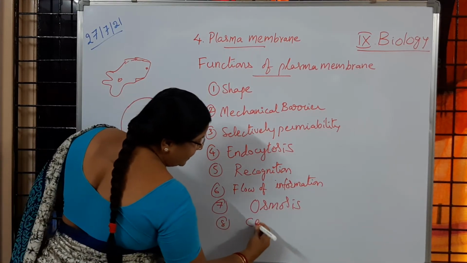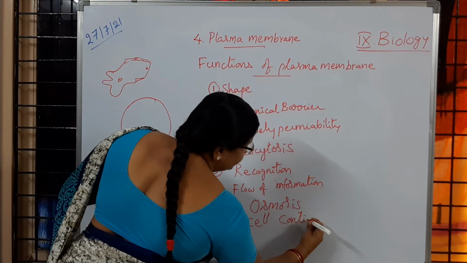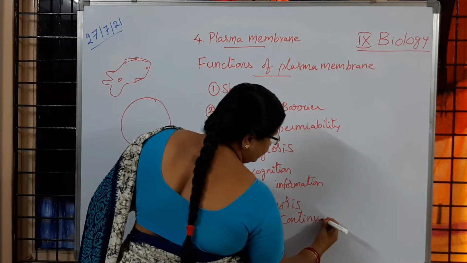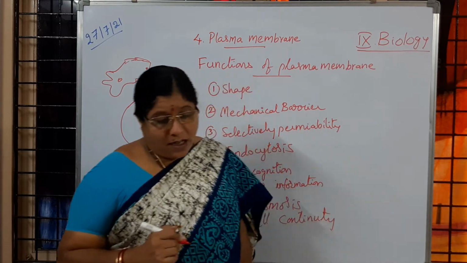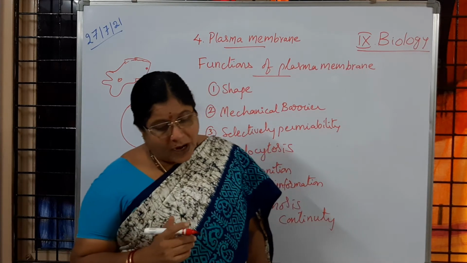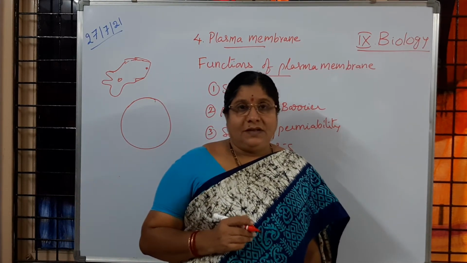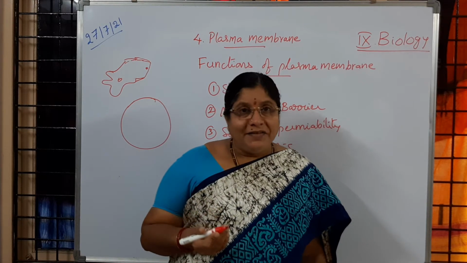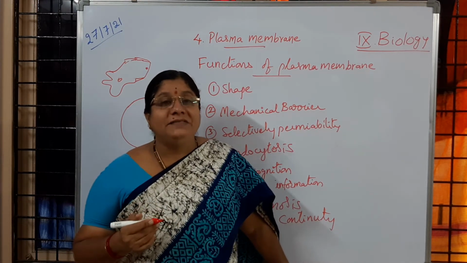Then cell continuity. Cell continuity. So now, at places, the plasma membranes of adjacent cells become continuous. Is it not? So many cells are present in a living system. So all the cells have connectivity.